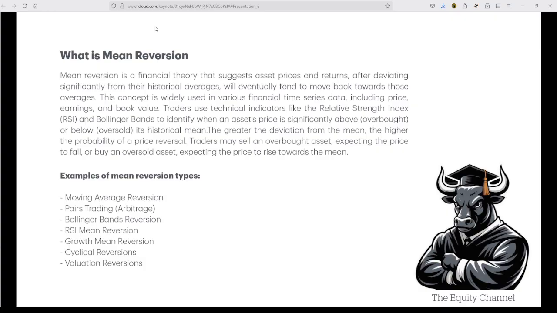You have pairs trading, which is arbitrage. Two things that are usually closely in motion with each other eventually deviate from that aligned path, and then all of a sudden they get back to it.